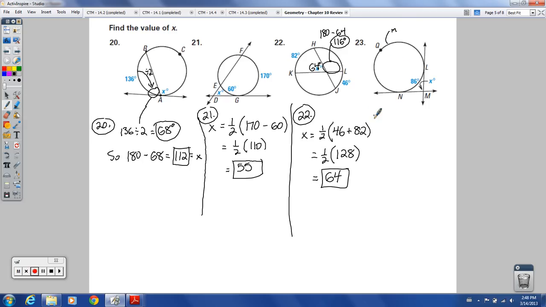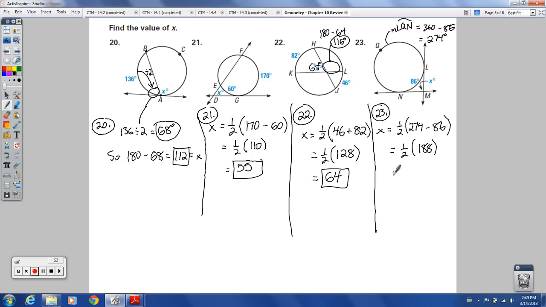And finally, the measure of this arc is something we'll need to be able to calculate this one. So the measure of LQN would equal 360 minus 86, some preliminary work necessary for this one. That would be 274 degrees. So on this one, there's the big arc, 274, minus the small arc, 86. It's still this same sort of idea. X is going to be half of the big arc minus the small arc. So this would be 1/2 of, what is 274 minus 86? Would be 188. And then half of 188 is 94. X would be 94 right there.